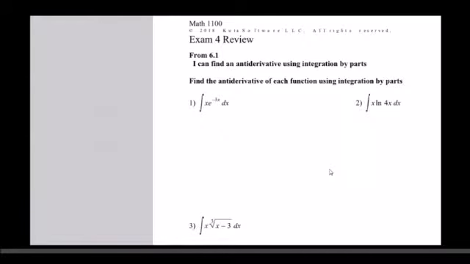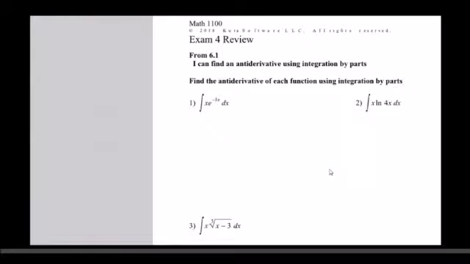So this is Math 1100, Exam 4 review. This covers bits of Chapter 6 and one section of Chapter 7. So 6.1, we learned how to find an antiderivative using integration by parts.